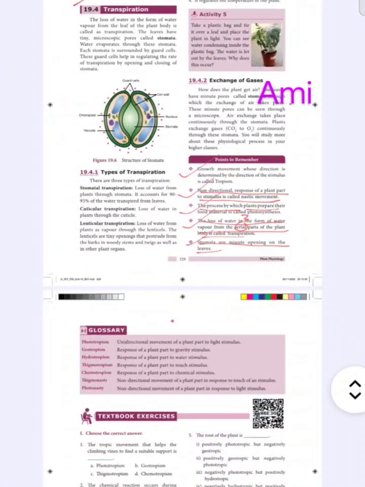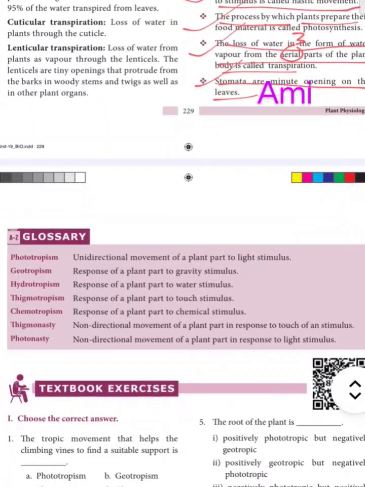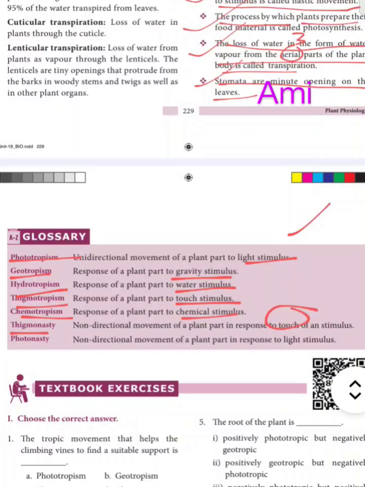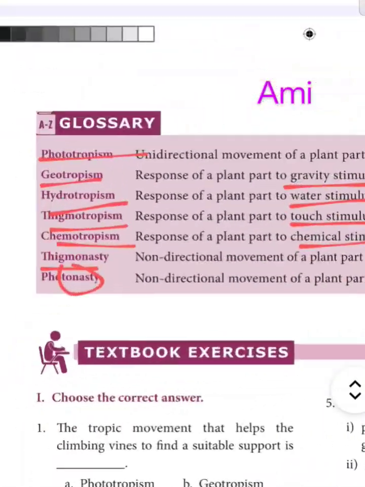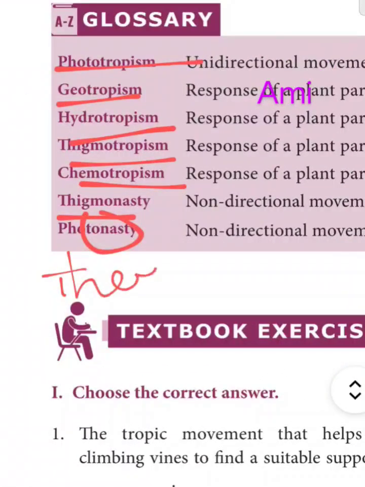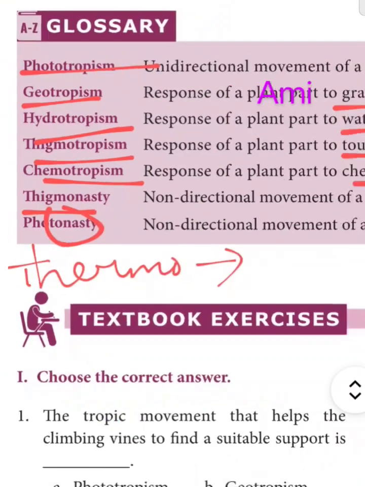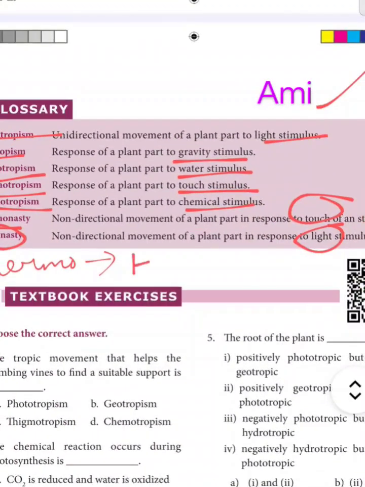So these were the important topics, and the glossary given is: phototropism, you know it is a response to sunlight. Geotropism, response to gravity, the earth. Hydrotropism, response to a water stimulus. Thigmotropism, response to a touch stimulus. Chemotropism, chemical. Thigmonasty, again a response to touch. Photonasty, a response to light. One more was thermonasty, that is the non-directional movement of a plant part in response to heat.